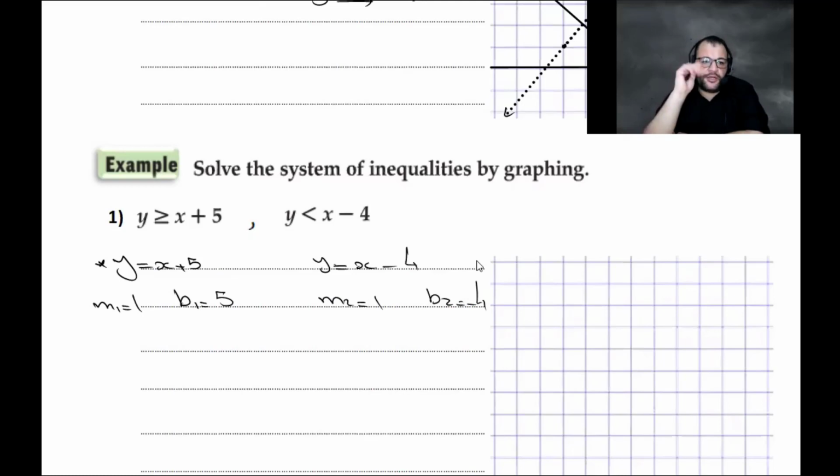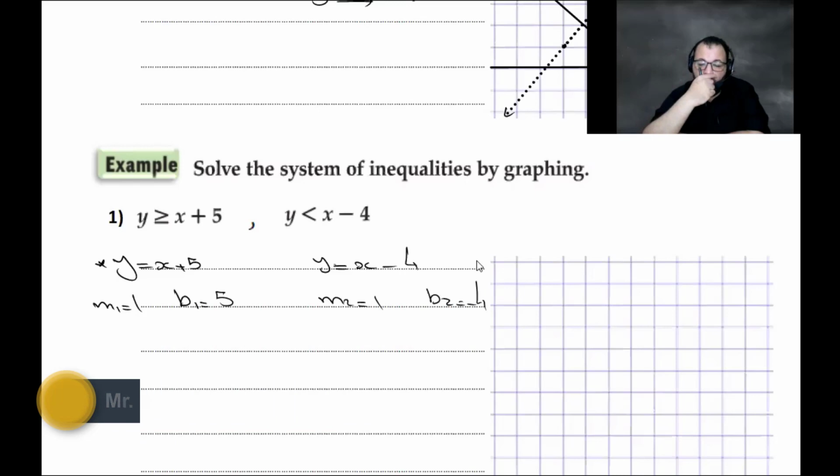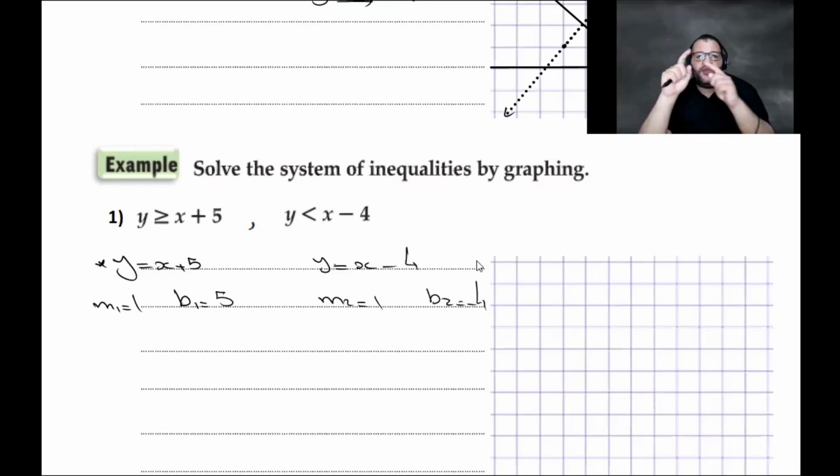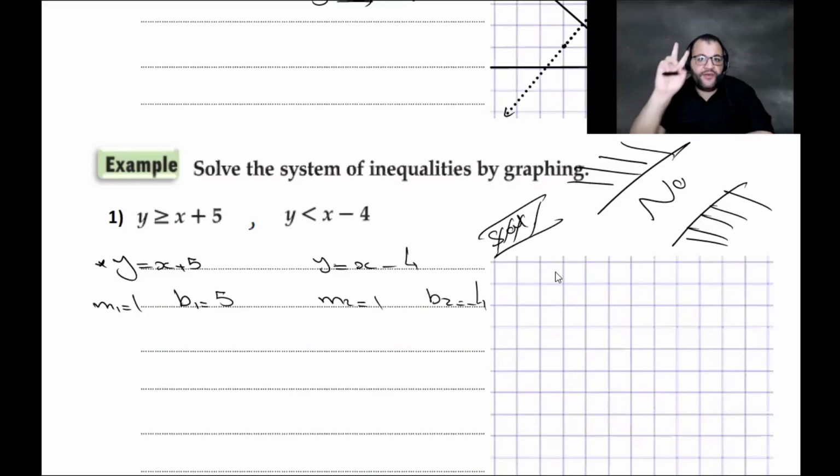They are parallel lines. So for parallel lines, you have two cases now for the inequality. For a system of equations, if I'm talking about equations, it means there is no solution. But for a system of inequalities, we have two cases. Case number one, you can shade the part above the first line and below the second line. It means there is no solution. Or you can shade the part between them, and that will be the solution. You understand it?